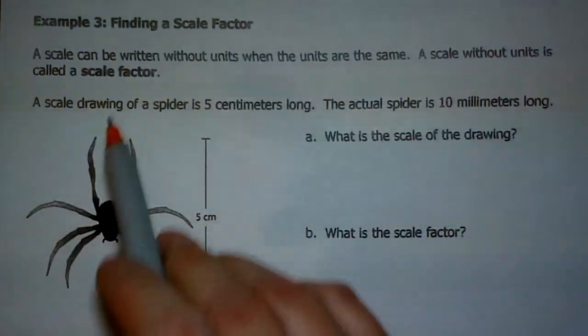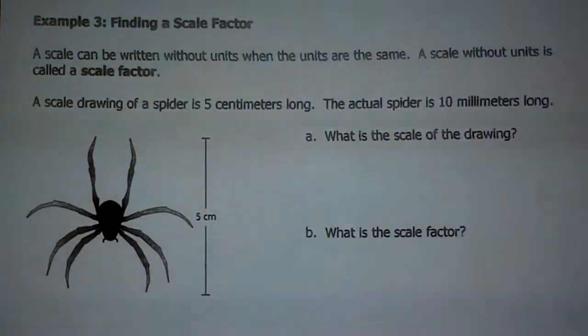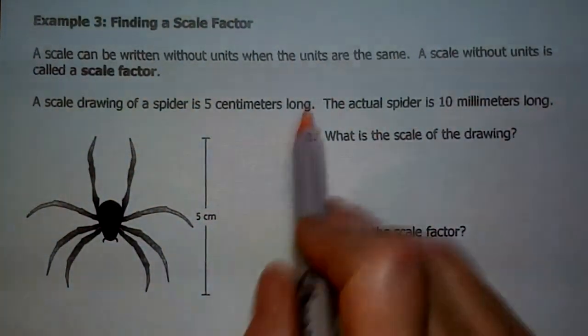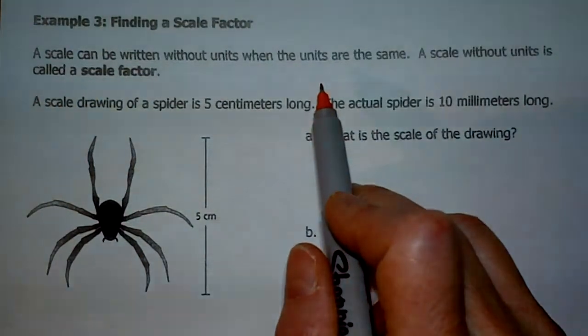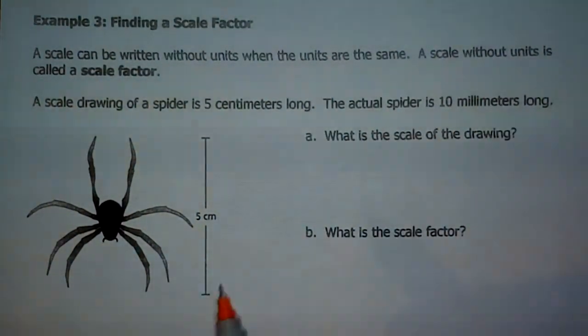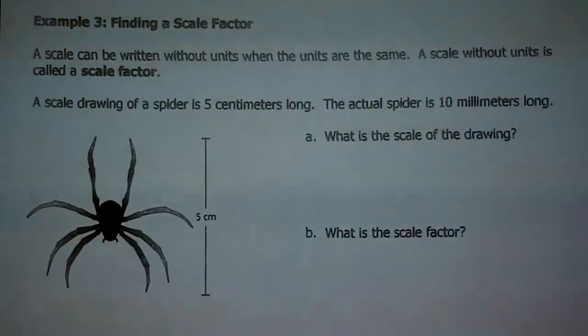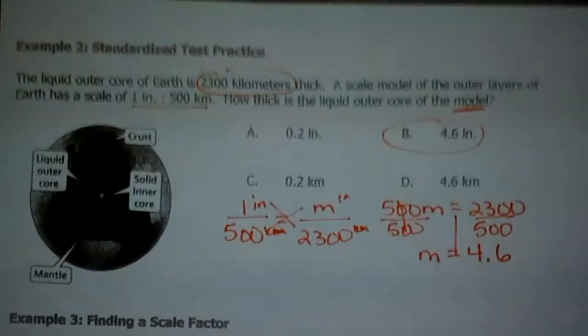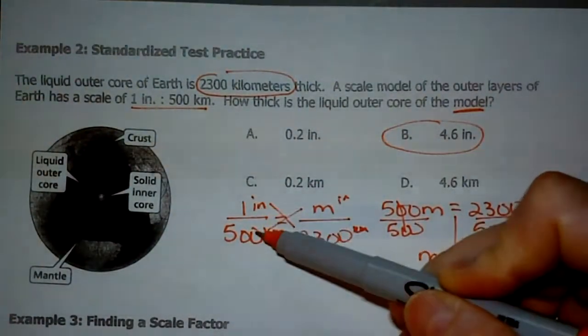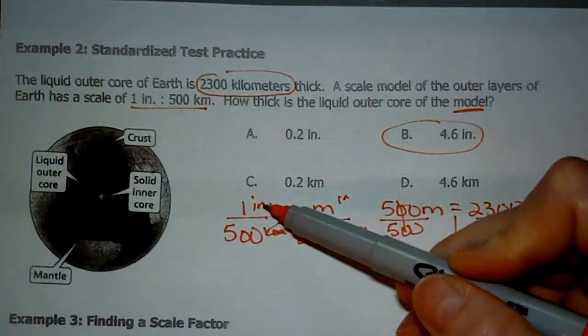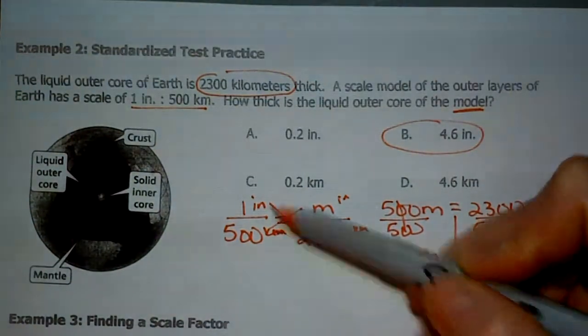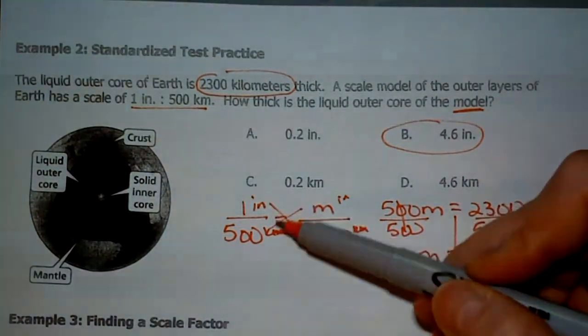A scale can be written without units when the units are the same. So I could say 3 to 5 if I was talking about 3 inches to 5 inches. So when the units are exactly the same, you might not see the unit written down. A scale without units is called a scale factor. So if you want to write a scale factor, it means that your units need to be the same. This right here would not be considered a scale factor because this is inches and this is kilometers. If they were both inches or they were both kilometers, then it would be a scale factor.